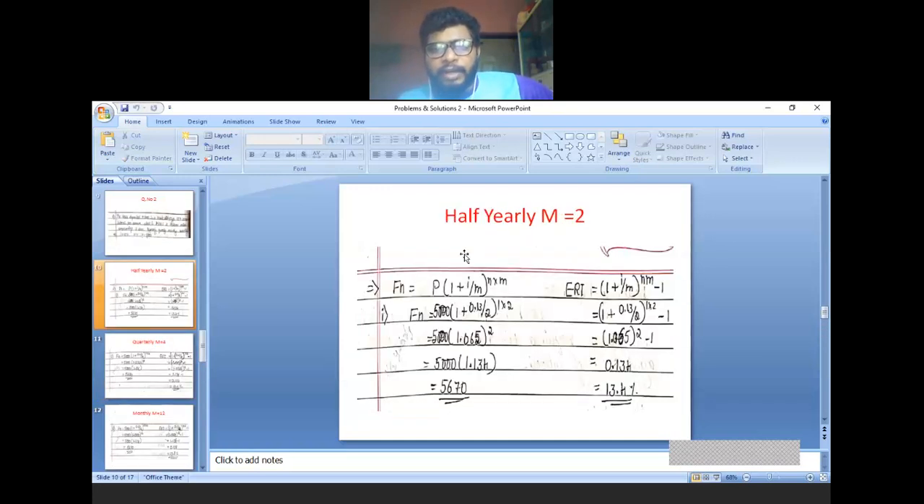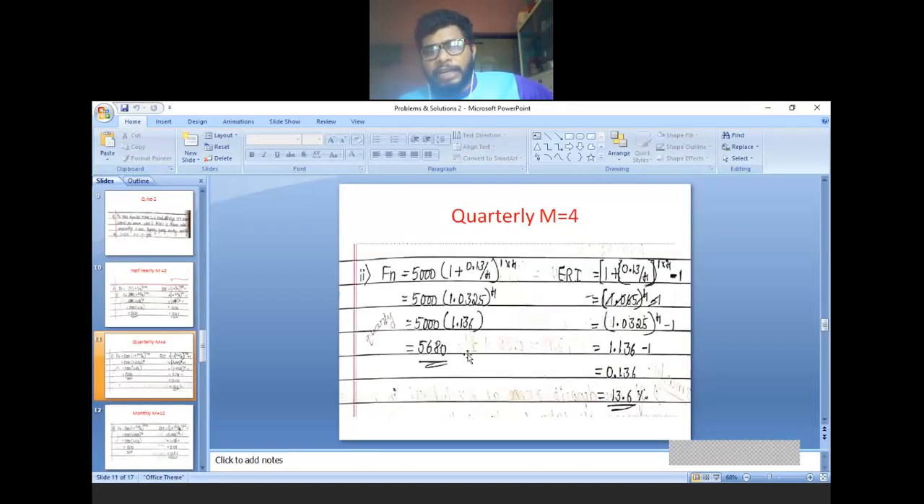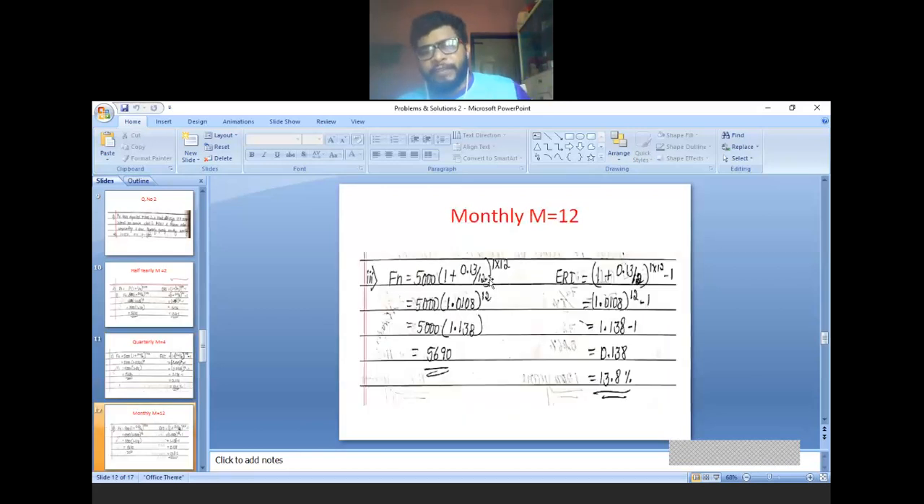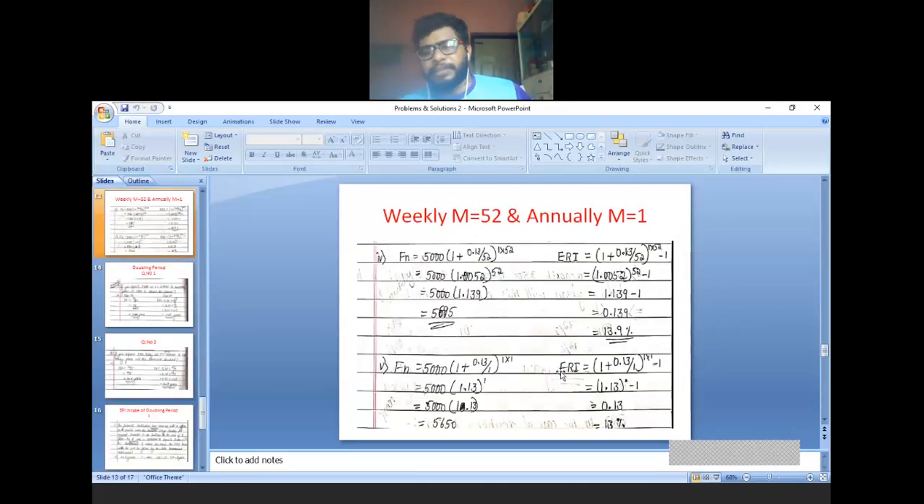If it is half yearly, 5670 is the future value. ERI is 13.4%. If it is quarterly, 5680, 13.6%. It is increasing. If it is monthly, further it is increasing, 5690, 13.8%. If it is weekly, again it is increasing and it is 13.9%. But in annual calculation, your ERI as well as the interest rate are the same, that is 13% only. So that is an important question for a 7 mark or 10 mark question.